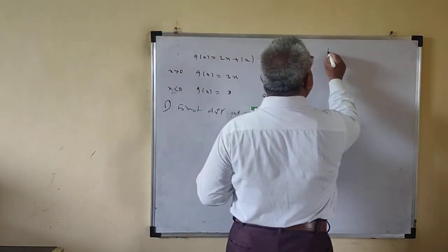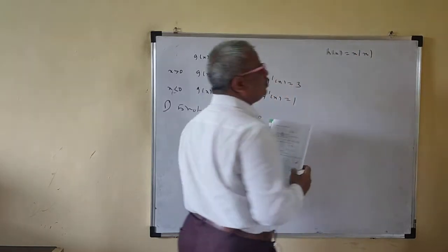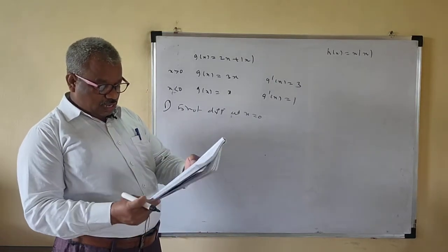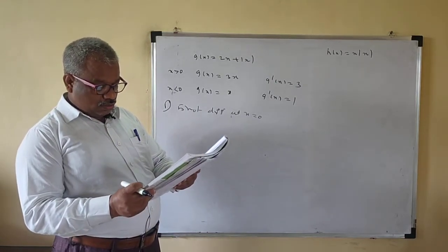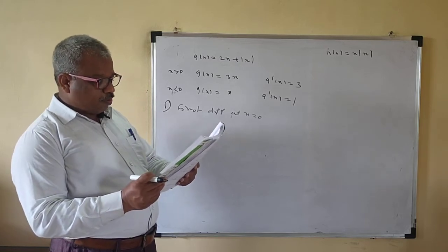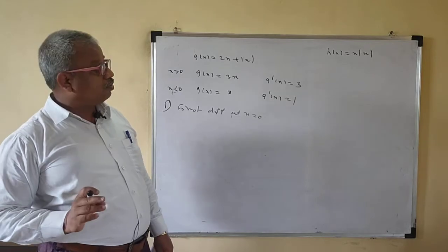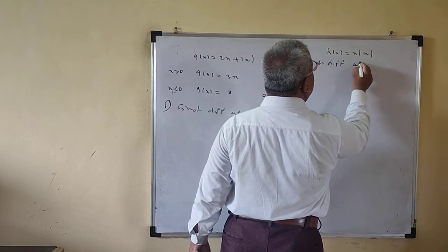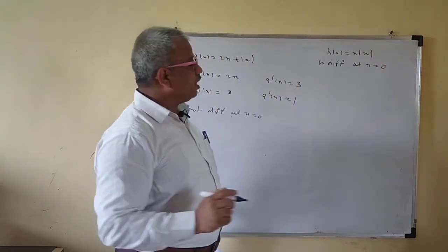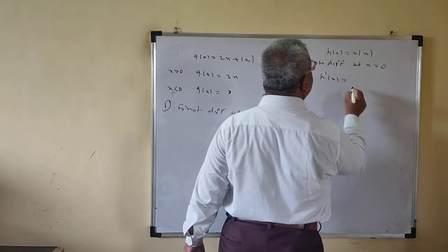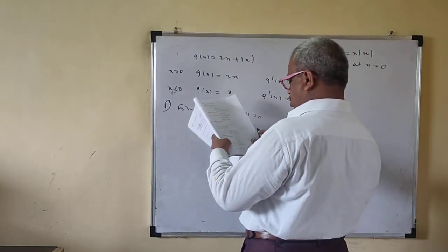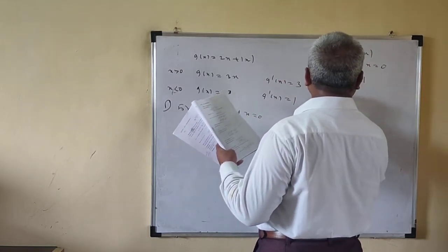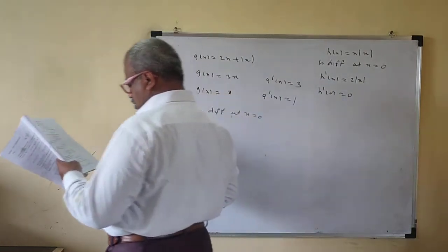Okay. Suppose this h of x is equal to x mod x. Again, this function is not differentiable at x is equal to 0. Okay. So now this function is differentiable at x is equal to 0. Product is there. It is differentiable at x is equal to 0, and h prime x is 2 mod x. That means what? h prime 0 is 0.